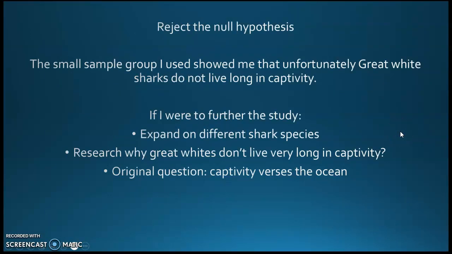So in the end, I ended up rejecting the null hypothesis. The small group that I used to show this showed that unfortunately great white sharks don't live long in captivity.